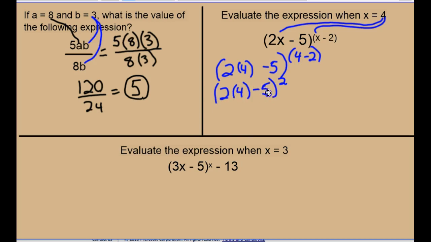So now we got to do these parentheses first. 2 times 4 is 8. Minus 5 gives us 3. So then what we're left with is 3 to the second power. 3 squared is 9. Because 3 times 3 is 9.